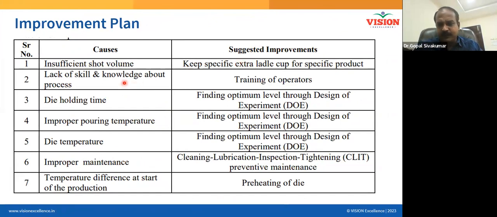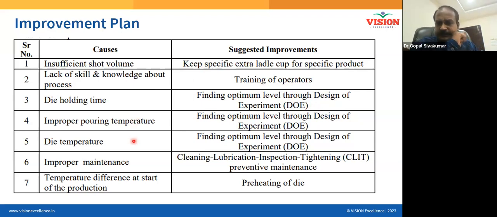Then for lack of process knowledge, training of the operator. Then die holding time, find the optimum level. When I say optimization, the tool required is DOE. Moreover, why DOE now? Because the die holding time is a continuous, I mean measurable, characteristic.